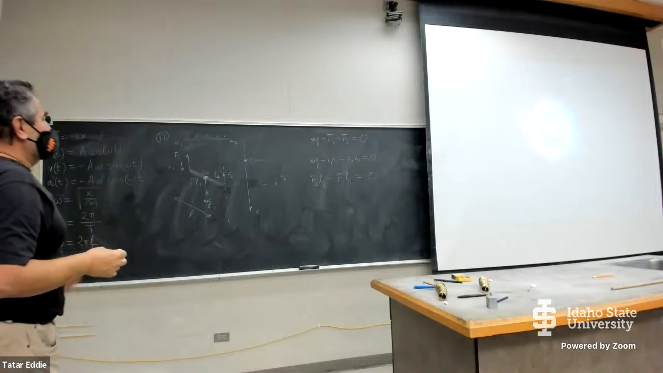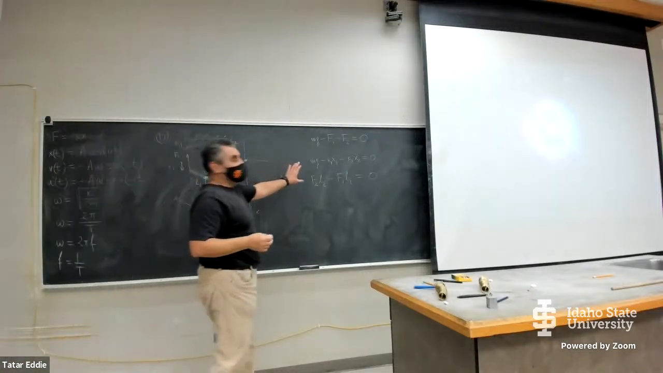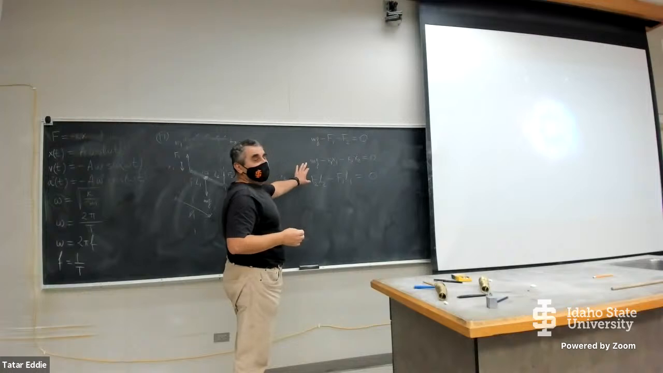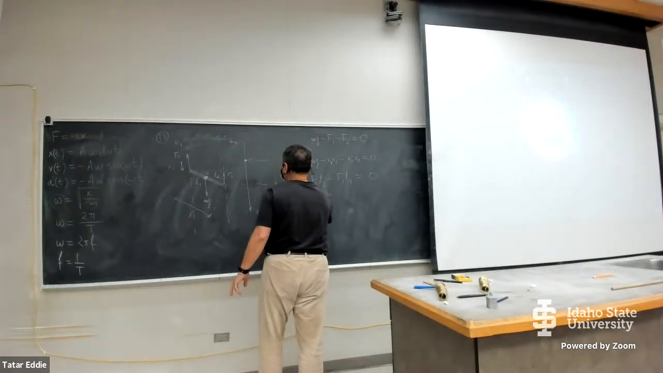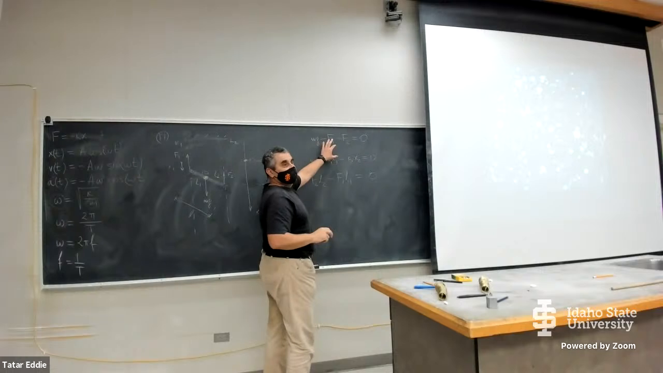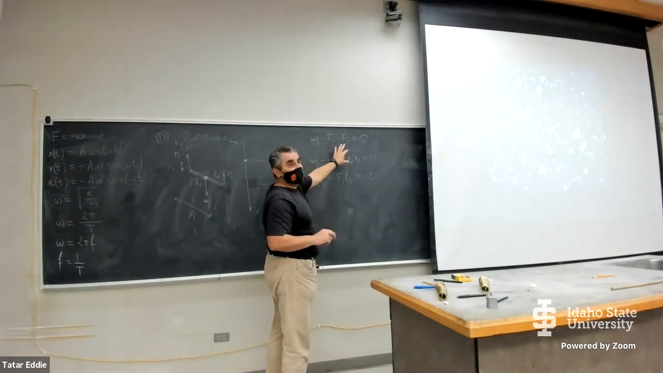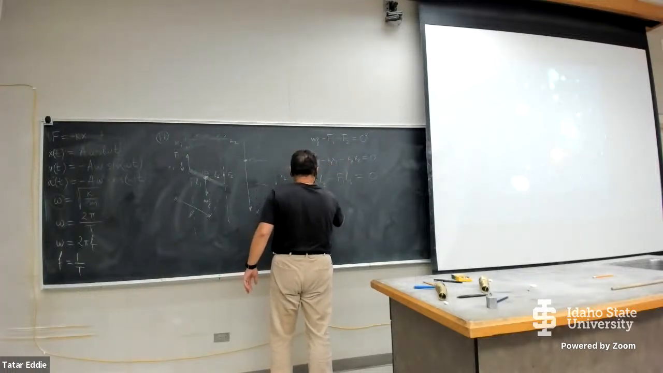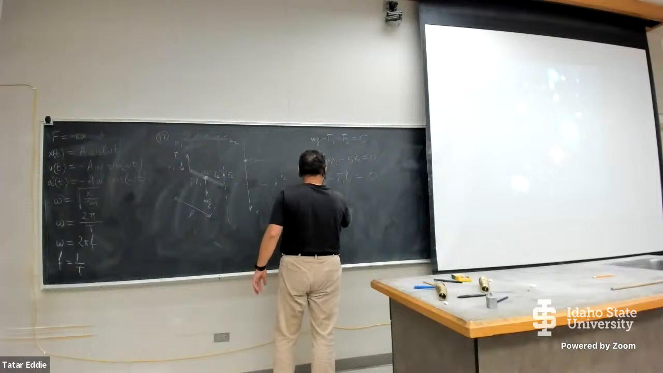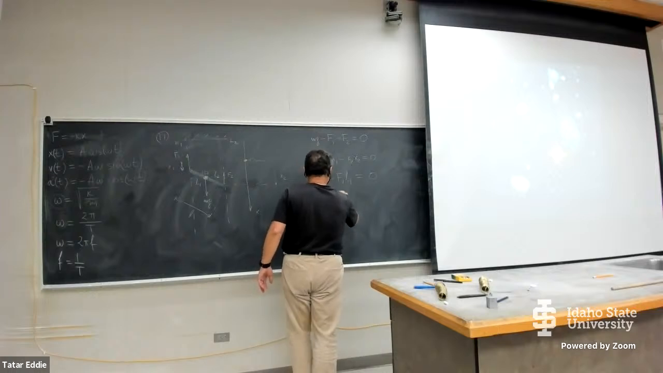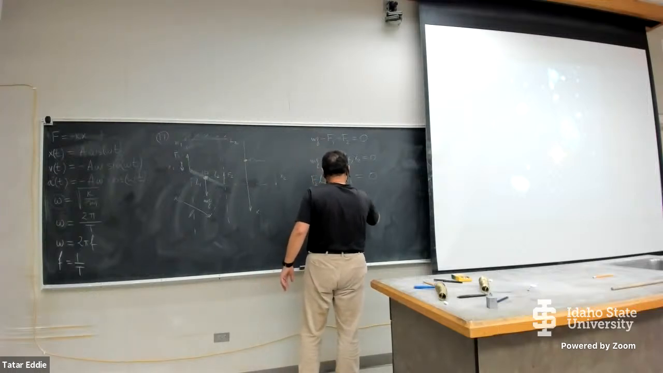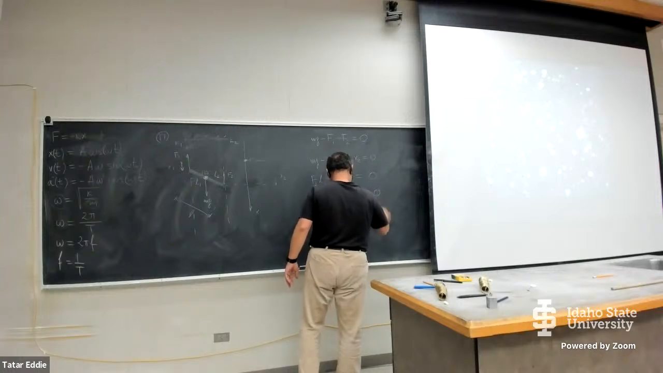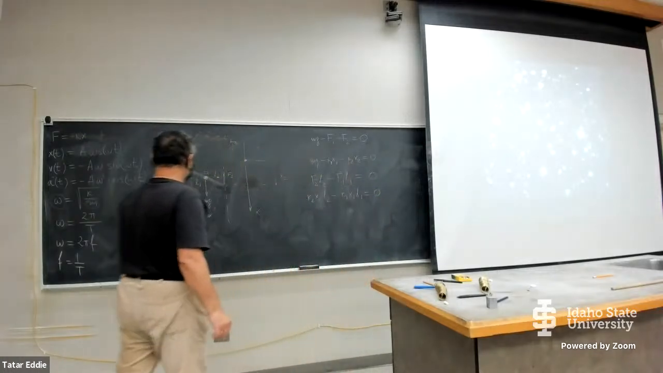Well, let's rewrite this last equation by taking into account that each of the forces is a spring force. So F2 is K2 times X2. So K2 times X2 times L2 minus K1 times X1 times L1 equal to 0.